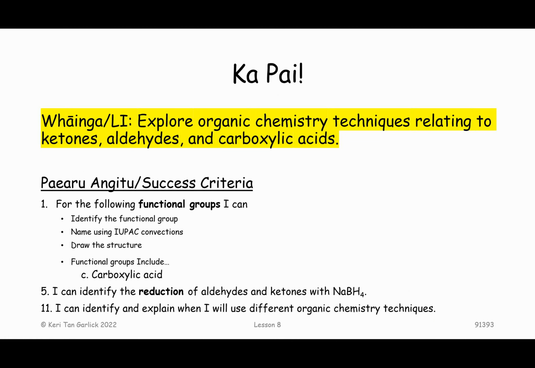All right, so that is today's lesson. So you should know some of the organic chemistry techniques. The 2 techniques you should have learned are distillation and reflux. And you should also know carboxylic acids as well, and that new reduction. So we've done oxidation and reduction.